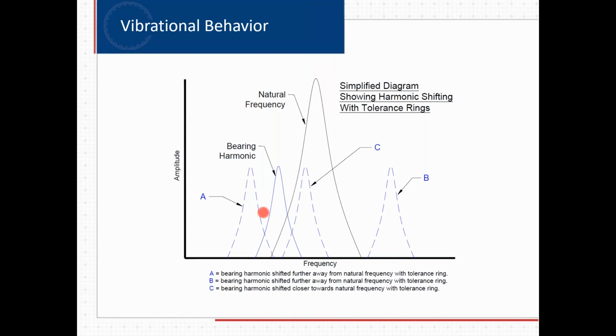If you put a tolerance ring in place and it shifts the bearing harmonics all the way over here to B, again, you move it farther away from the natural frequency of the system, so you'll get less noise and vibration. But in some cases, if the bearing harmonics are moved to C with the use of a tolerance ring, you'll get more noise and vibration, because now with wave addition, you're adding this bearing harmonic wave onto the natural frequency of the system wave to get even more noise and vibration. So the objective when using a tolerance ring is trying to shift the bearing harmonics to either A or B. And again, that's done through trial and experimentation.